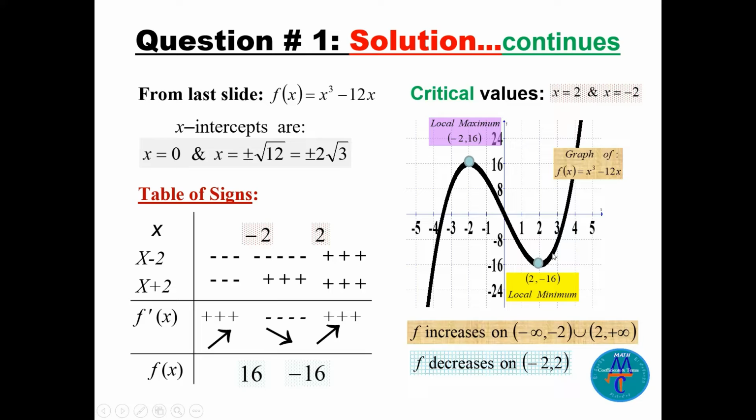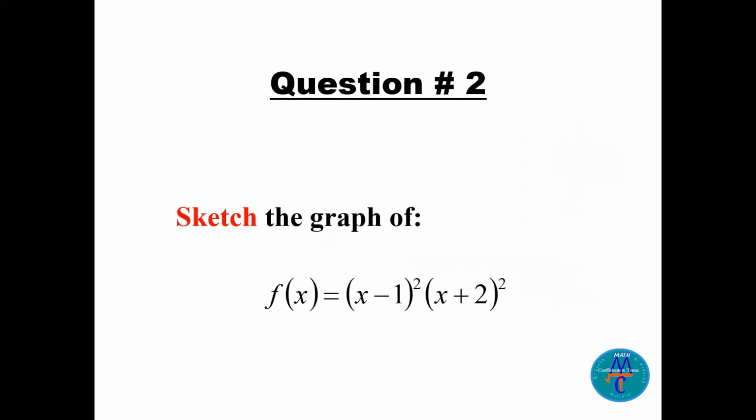This is the graph. And f is increasing on these intervals. f is decreasing on this interval, minus 2 to 2. Question number 2, we have a nice function here, f of x equals x minus 1 all squared times x plus 2 all squared. Now you can try it yourself, and if you are ready, you can see the solution.